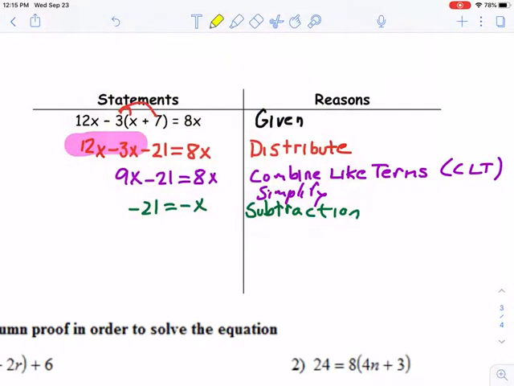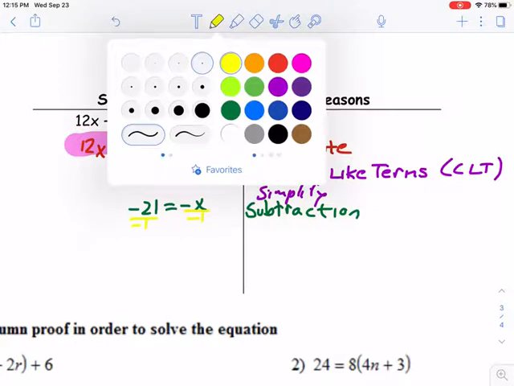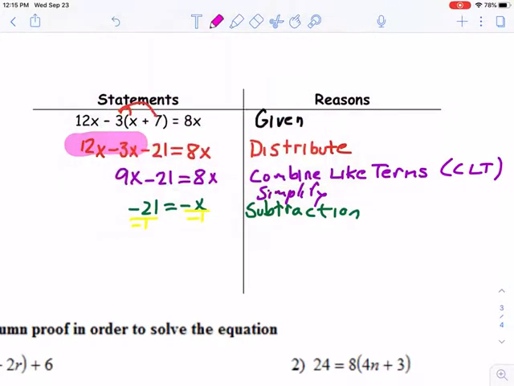Here, there's a couple things you could do. I like to think about dividing both sides by negative 1. How do you undo a negative? You can multiply whatever by negative 1 or divide. We're going to go ahead and divide and get 21 = x, because I divided both sides by negative 1. And this is the division property of equality.